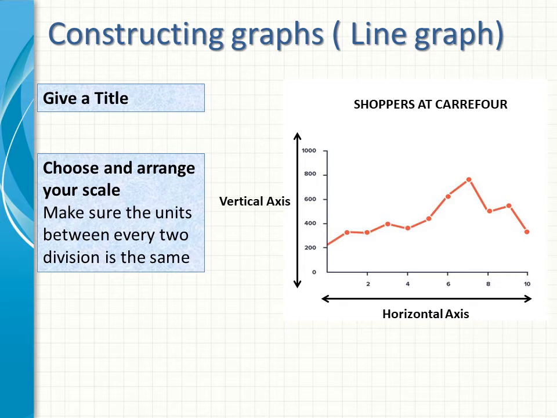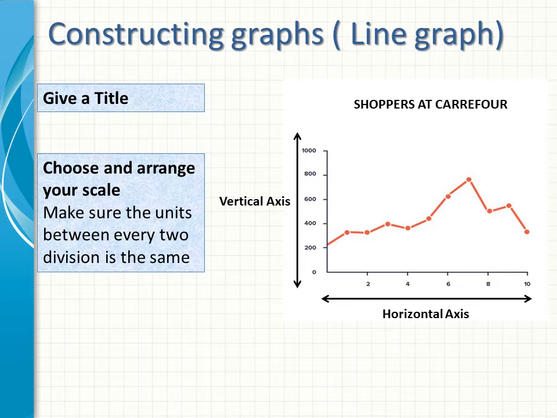So between 200 and 400, there is an interval of 200. 400 to 600, there is an interval of 200. So it means we are adding 200 to make the next number. What about on the horizontal axis? We're adding 2 to make the next number. So make sure your units, the units between every two division is consistent. If you want to choose 0, 5, 10, 15, that means you are making units of 5. You are adding 5 to make the next number. You must do that to the end.